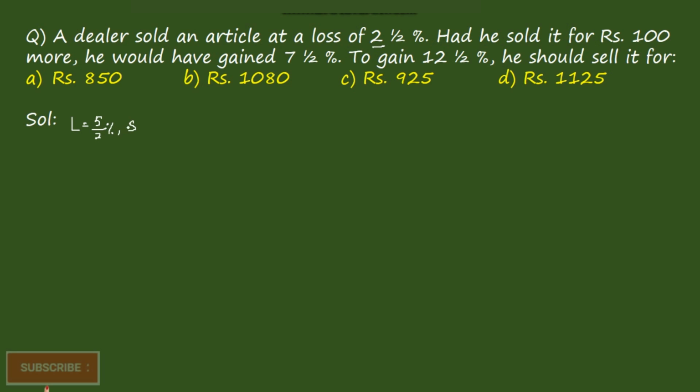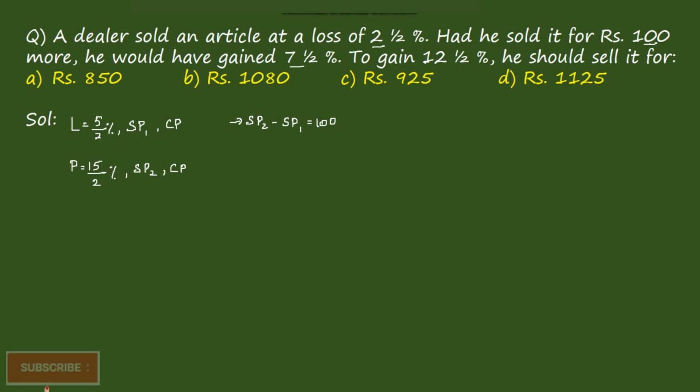And there's some selling price, say SP1, and there's some cost price, right? Again, they are saying had he sold for rupees 100 more, okay, he would have gained 7 1 by 2 percentage. So there would be a profit. 7 1 by 2 means it becomes 15 by 2 percentage with another selling price SP2 with the same cost price, right? But they are saying that he sold for rupees 100 more, right? So it becomes SP2 minus SP1 is equal to nothing but 100, right?